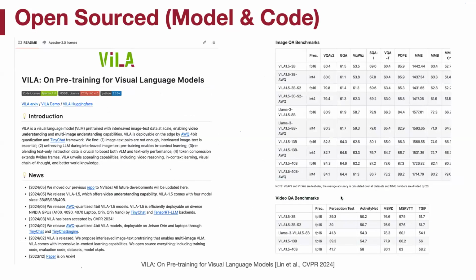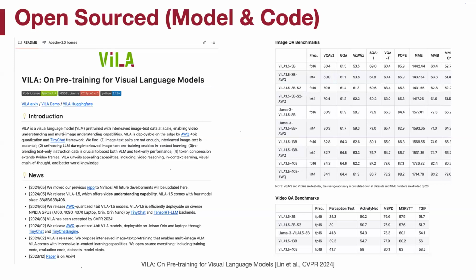Okay, the good point: everything is open source. What we discussed today, the model, the checkpoints, and the code, are open sourced. I will later show you the corresponding link for this repo. It's called the Vila repo. We actively maintain it for all the recent updates. We also support an entire family of Vila checkpoints, from 3 billion up to 40 billion parameters.